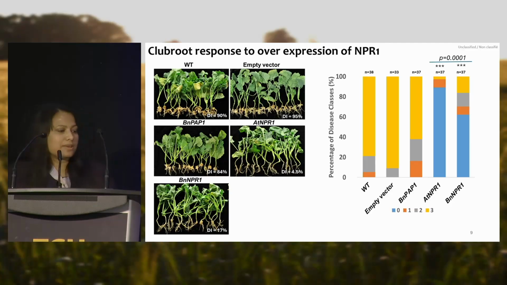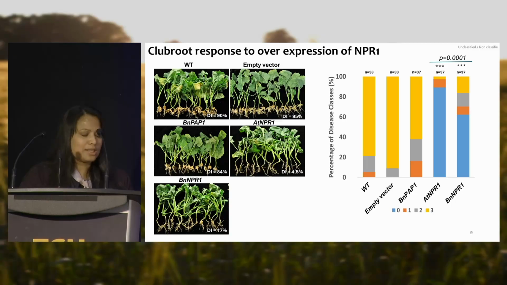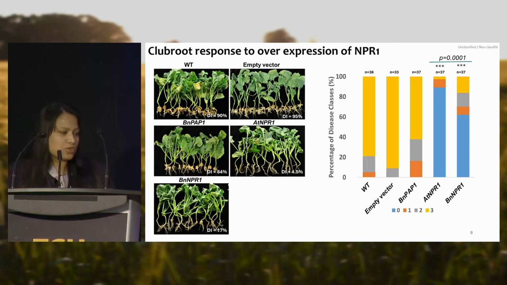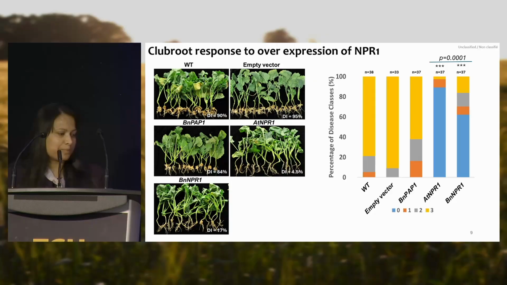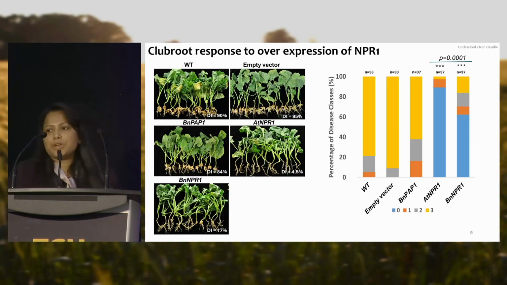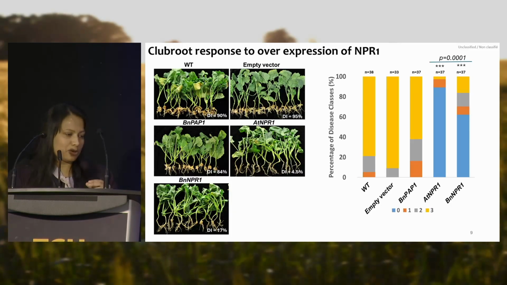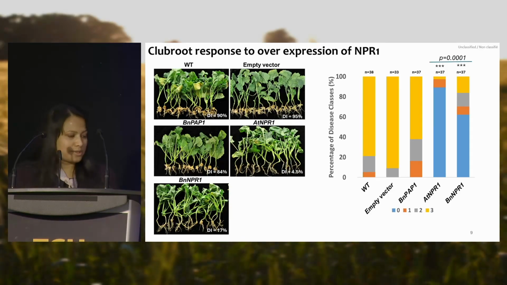Okay, now the results. First we tested the NPR1 gene. Since Arabidopsis NPR1 is well studied, we used both Arabidopsis NPR1 and Brassica NPR1. Here you can see we used wild type and empty vector as negative controls, and Brassica PAP1 as a positive selection marker. For each construct, we used more than 30 plants, and all experiments were repeated at least three times.